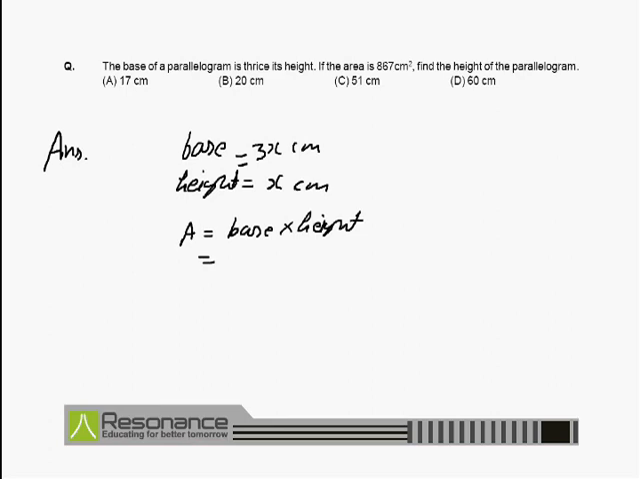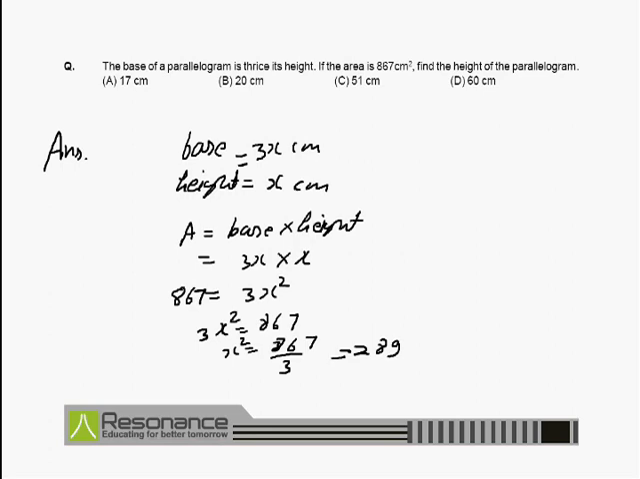So the base is 3x and the height is x, so the area is 3x squared, and it is given that the area is 867. So 3x squared is equal to 867. So x squared is equal to 867 divided by 3, which comes to be 289. So x squared is equal to 17 squared. So we can say that x is equal to 17 centimeter.